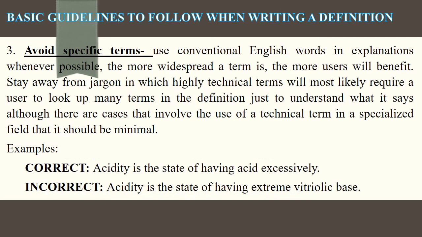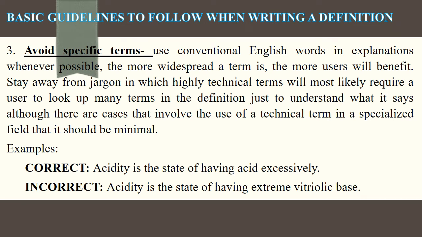The third guideline is to avoid specific terms. Use conventional English words in explanations whenever possible. The more widespread a term is, the more users will benefit. Stay away from jargon, in which highly technical terms will most likely require a user to look up many terms in the definition just to understand what it says, although there are cases that involve the use of a technical term in a specialized field, and its use should be minimal.